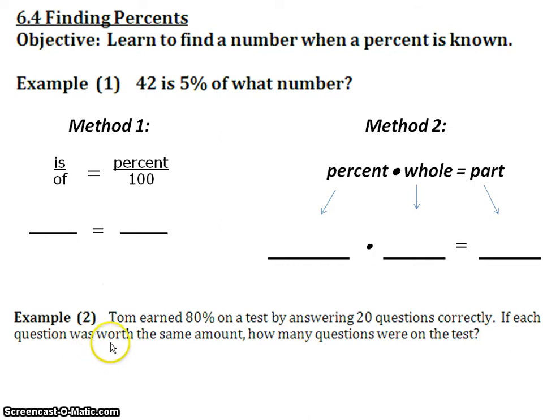In example 2, Tom earned 80% on a test by answering 20 questions correctly. If each question was worth the same amount, how many questions were on the test? What I would like you to do is to choose a method, either method 1 or method 2, set up the problem, fill in the unknowns, and solve. So please do that down in this area.